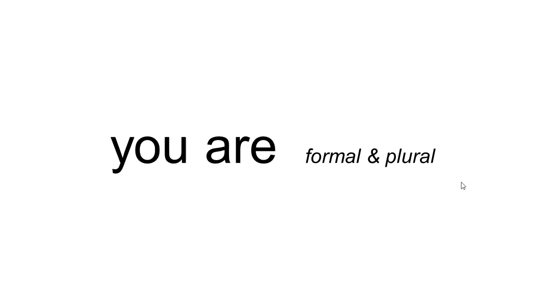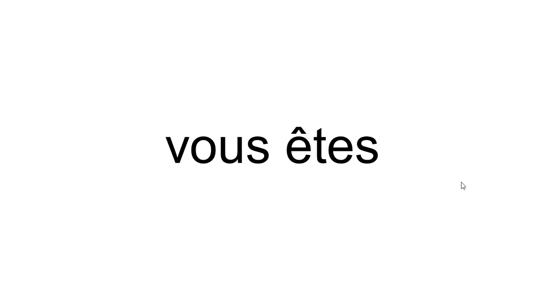You are, formal. In other words, if you're on a last name basis with someone, or if you're talking to more than one person, whether it's a formal or informal situation, it doesn't matter. The way that you say it is vous êtes, vous êtes. You are. There's liaison here. So vous, normally you don't pronounce the S, but with the vowel following, vous êtes. You are.